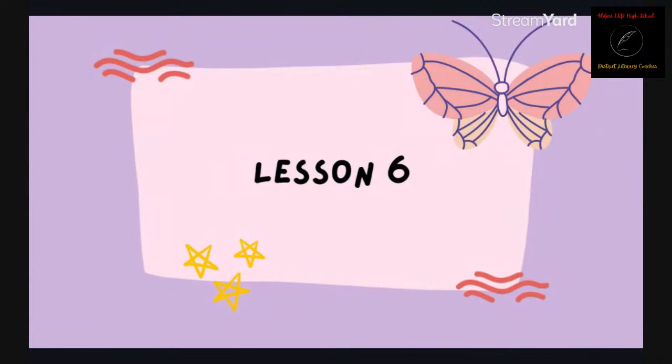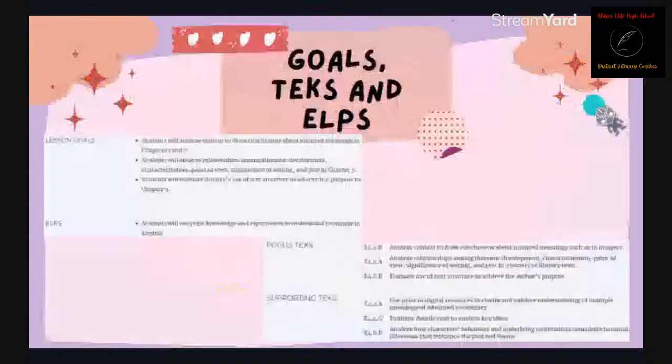So let's get started with lesson 6. In this lesson, students will analyze context to draw conclusions about nuanced meanings in chapters 1 and 2, analyze relationships among thematic development, characterization, point of view, significance of setting, and plot in chapter 3, and evaluate Alvarez's use of text structure to achieve her purpose in chapter 3.